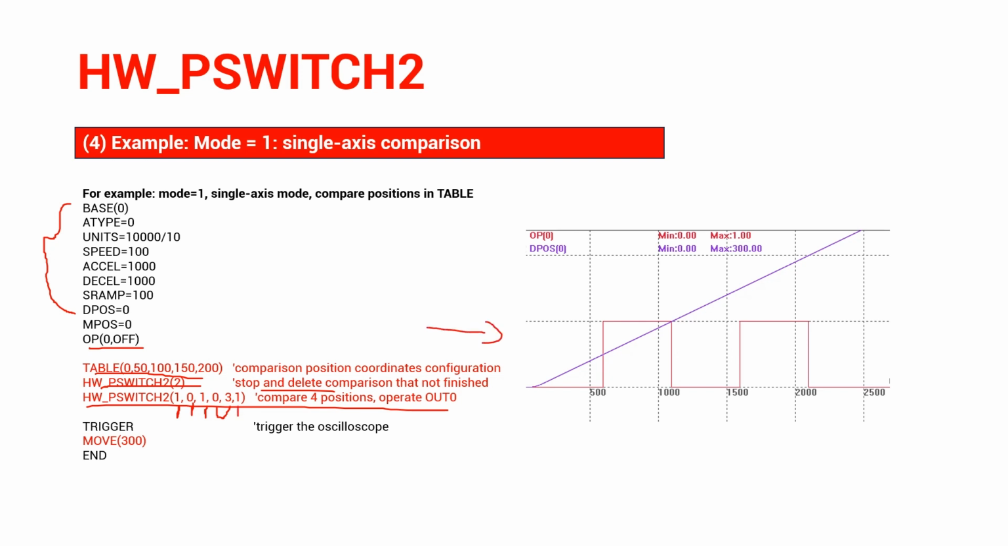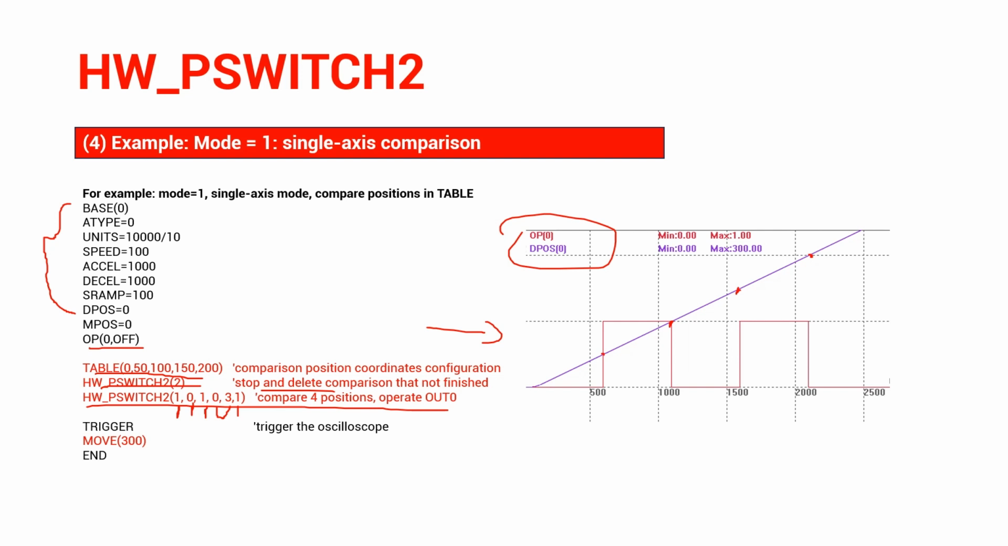The right shows captured waveform. It collects DPOS and OP changes. The scale of DPOS is 100, and we set it compares from 50. So this point is at 50. OP will open under HWP switch 2 control. When at 100.2, it will off. When at 200, all finished. So, no any comparison output.